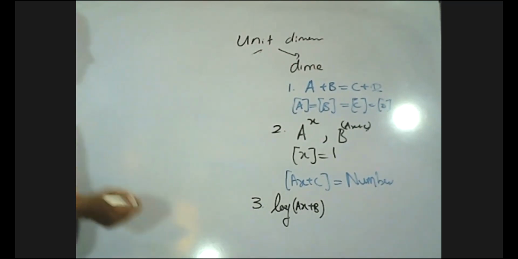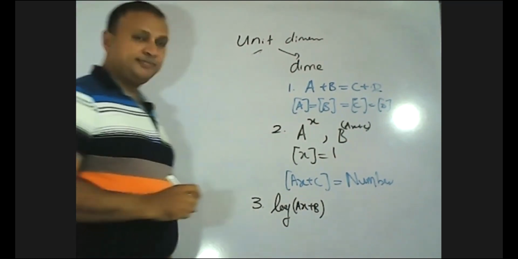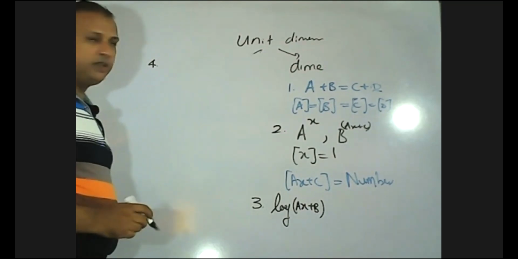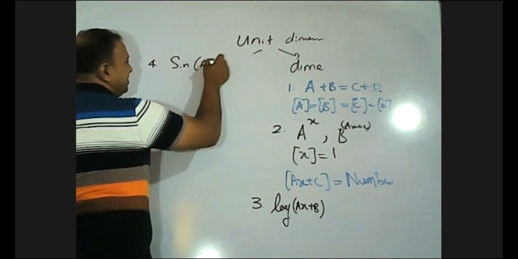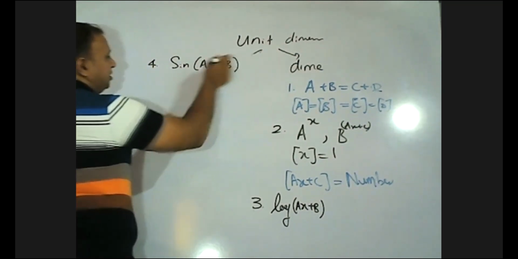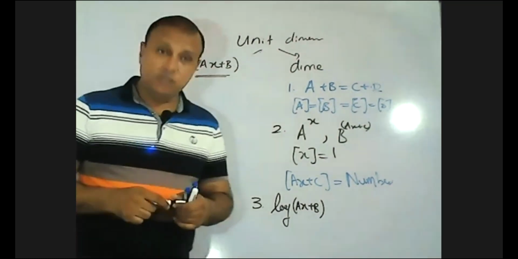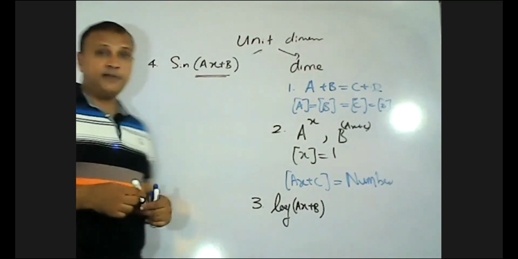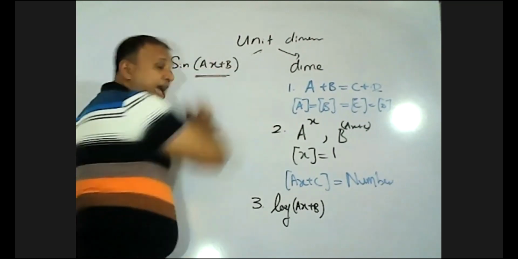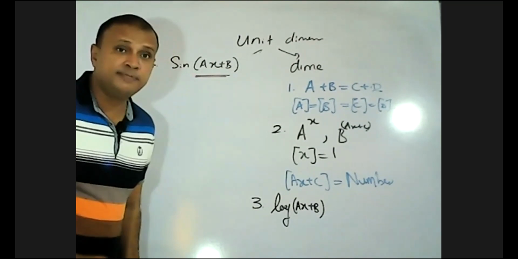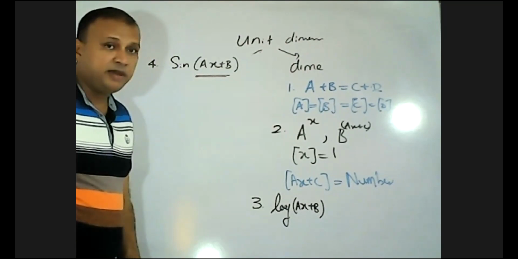Okay. Then the fourth one. What is the fourth one? Trigonometric functions, no? So if it is a trigonometric function, the inside of the trigonometric function, this part, should be an angle. Should be an angle, Puta. Due to that reason, as this is an angle, it doesn't have a dimension. That means this part doesn't have a dimension.